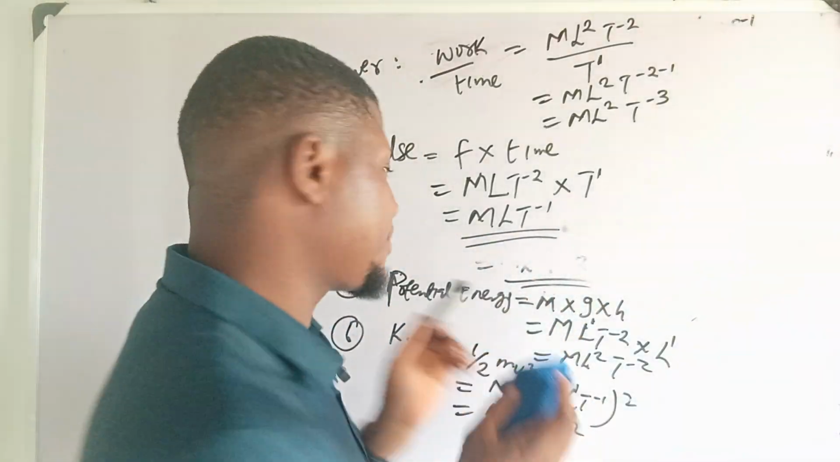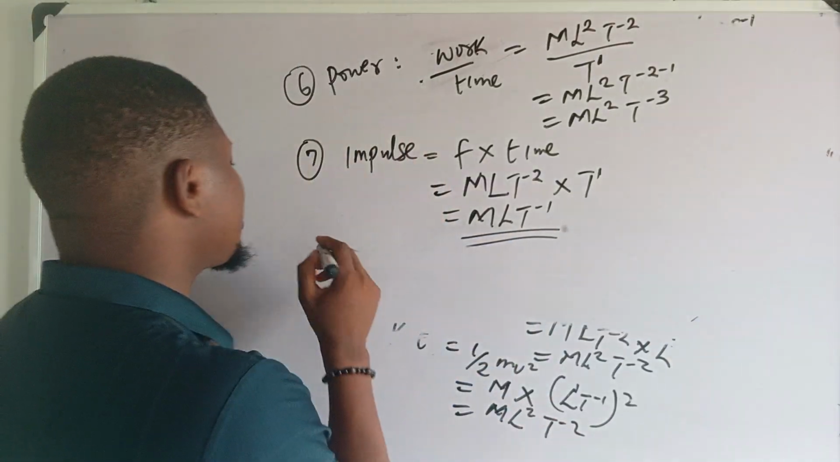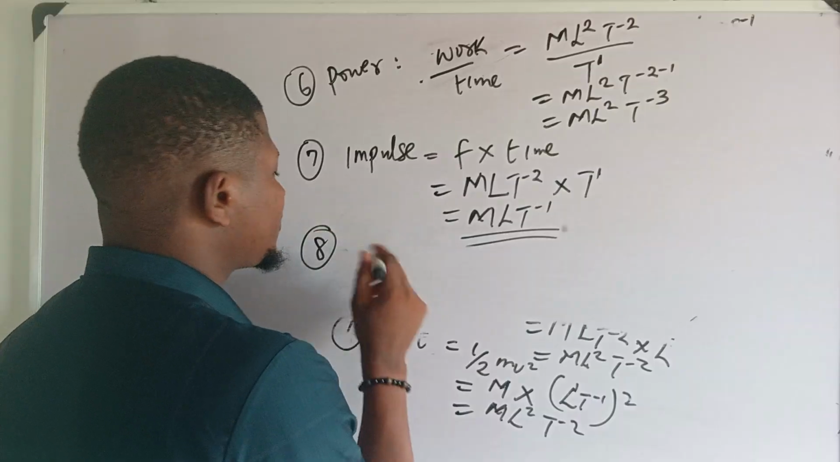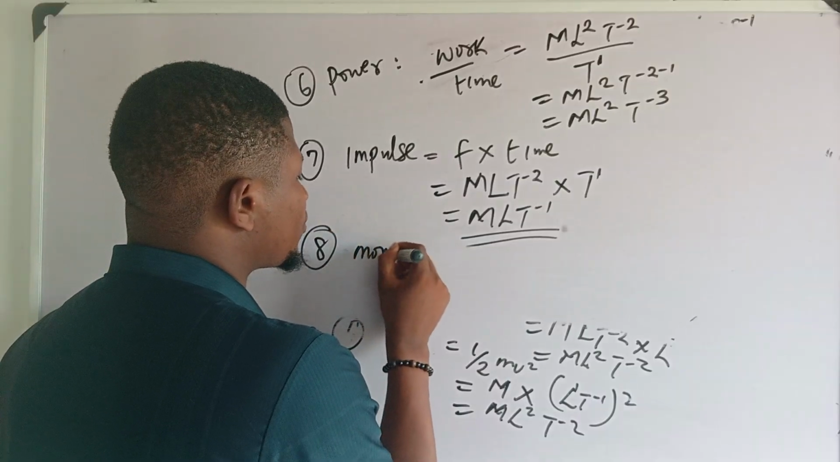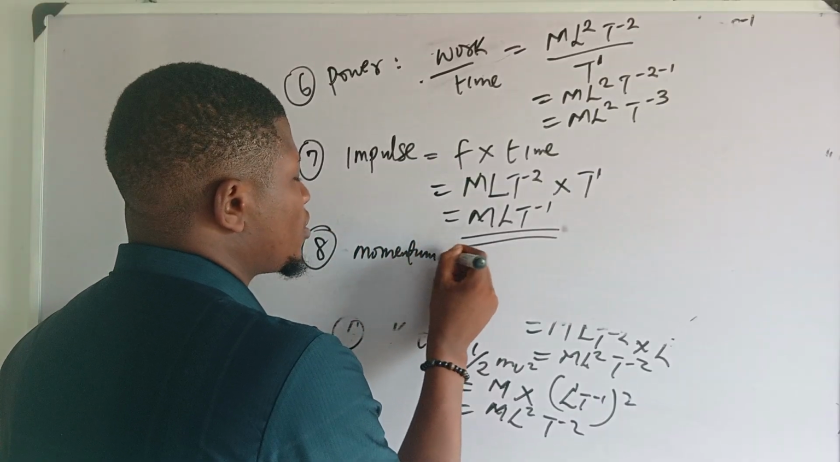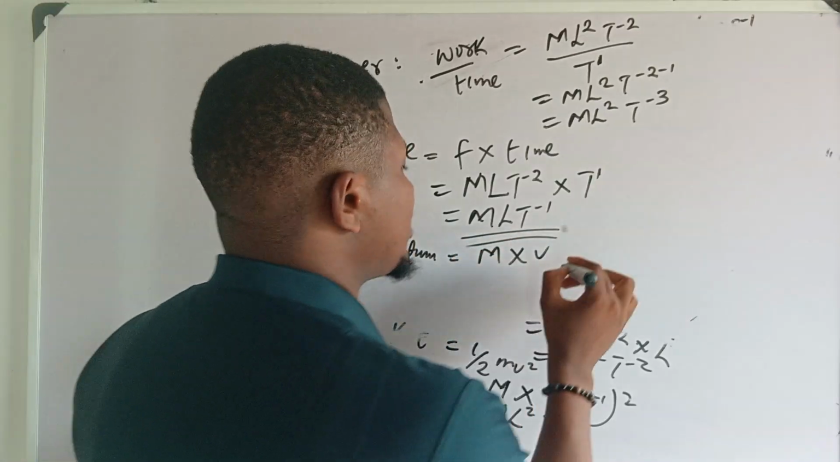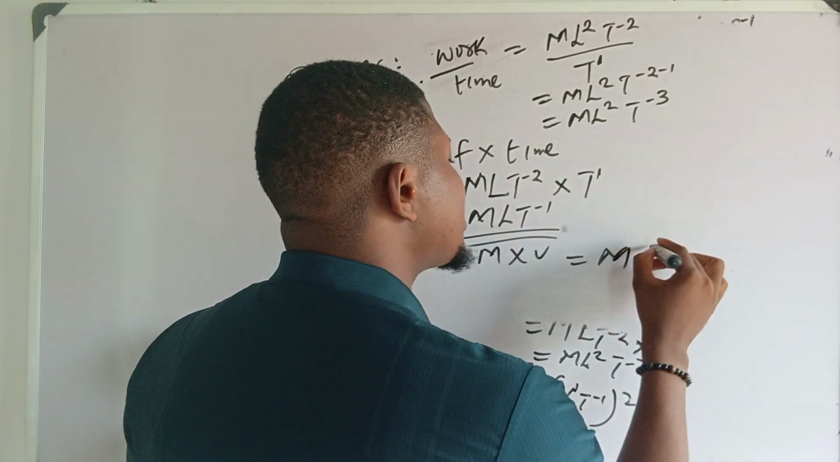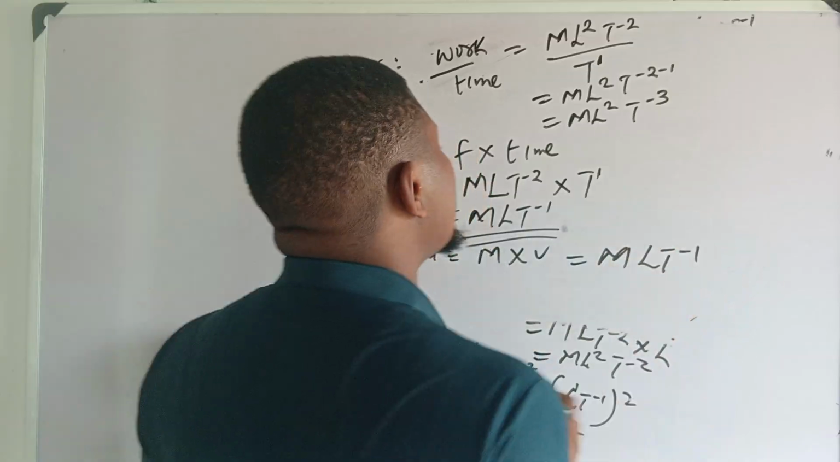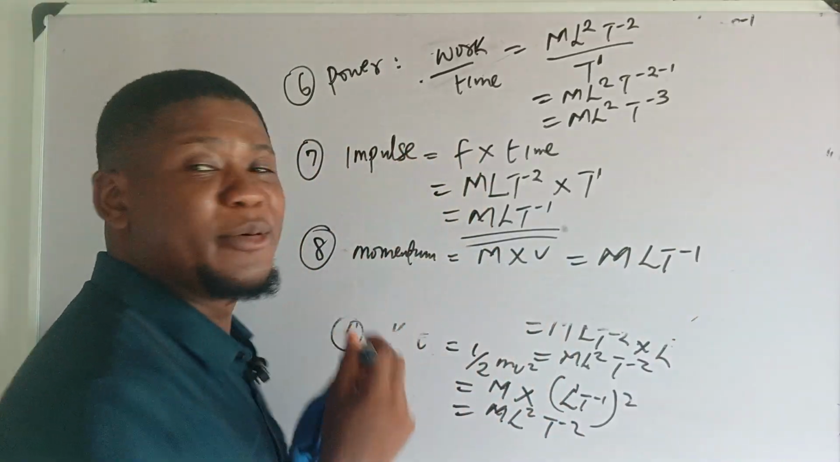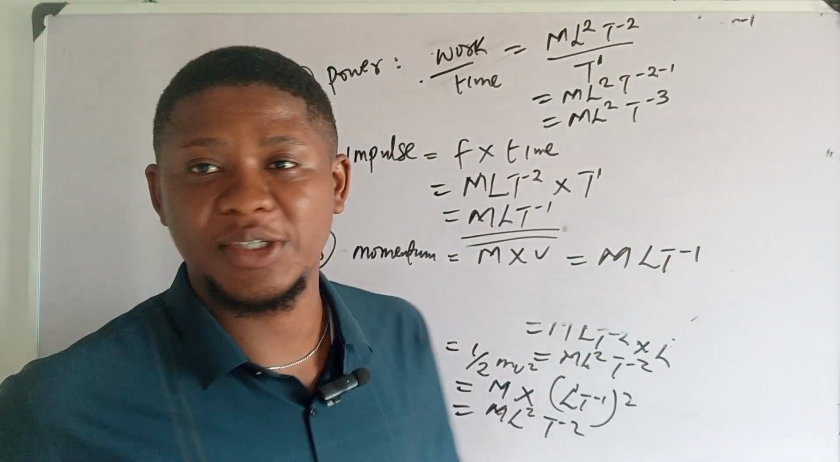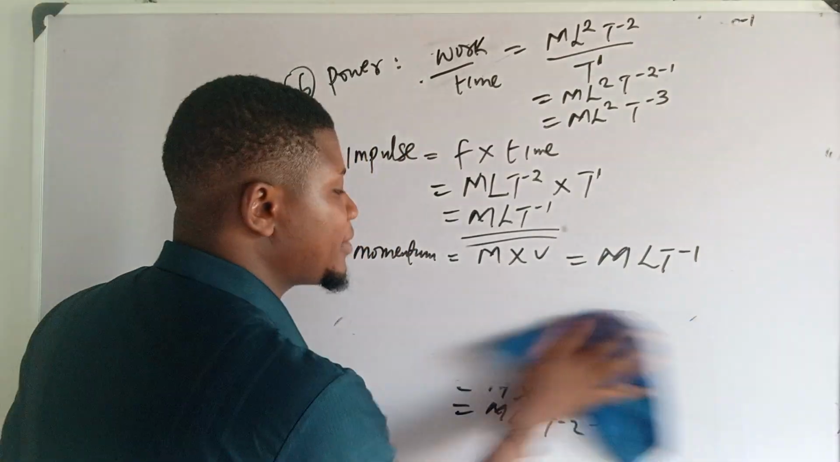Impulse, force times time. Then the next one, number 8, is momentum. Momentum is mass times velocity. And mass is M, velocity is LT minus 1. So are you saying that impulse and momentum are the same what? Dimension. Impulse and momentum have the same dimension.